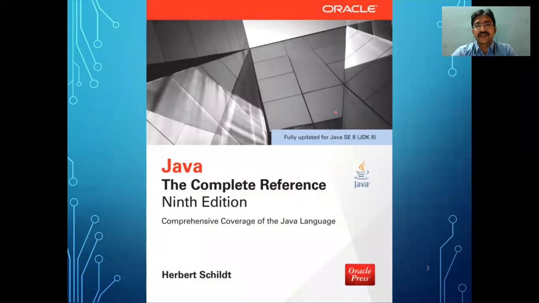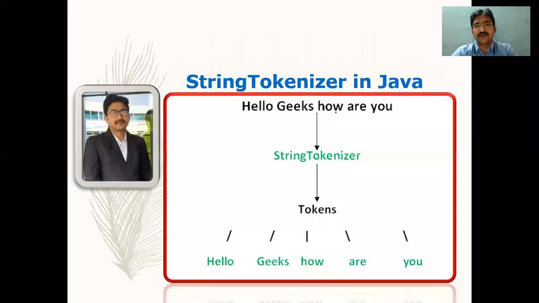Now we are going to follow the same book, Java: The Complete Reference, as well as other resources. Let me discuss the first topic of this class, StringTokenizer. The name itself talks about a token. Token means what? A small piece is called a token. If you are making a piece, what type of piece is it? It is a string type.